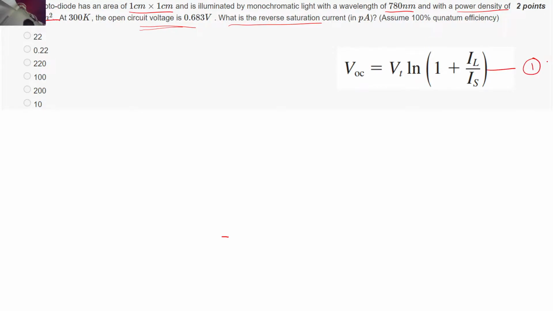Now let's check everything. This is unknown to me, right? This is what we have to find. VOC is given, VT I know, IL I don't know. Even this I don't know. Now I want help from you guys. How can I find the value of IL from the given data in the question? The only thing that we have not used is the power density that they have given. So is there any way I can relate this incident power density with the current that will be generated in the photodiode? Is there any relation like that?